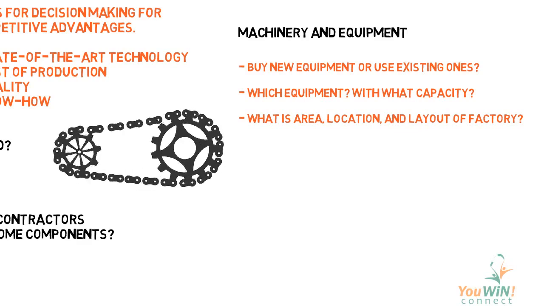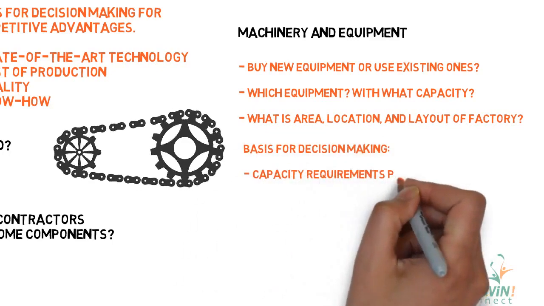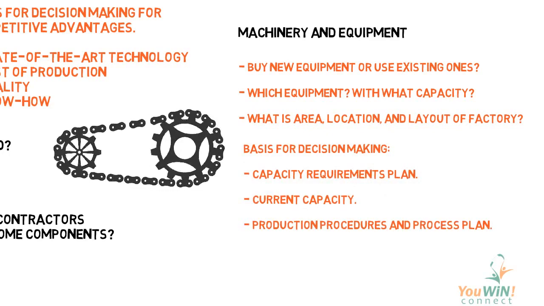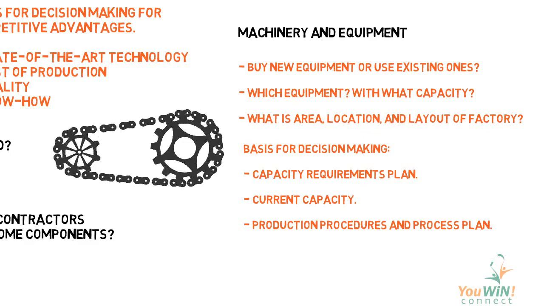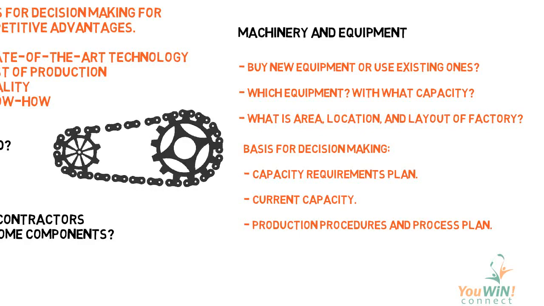What's the location? What's the layout of the factory in terms of the equipment that you will put in there? Basis for decision making in this wise will include the capacity requirements plan. How are you going to expand? What's the ramp up plan that you have for expanding your capacity? What's the current capacity you have? Have you maxed out the number of shifts that you can do on the setting machine that you already have? And what's your production procedure and plan?